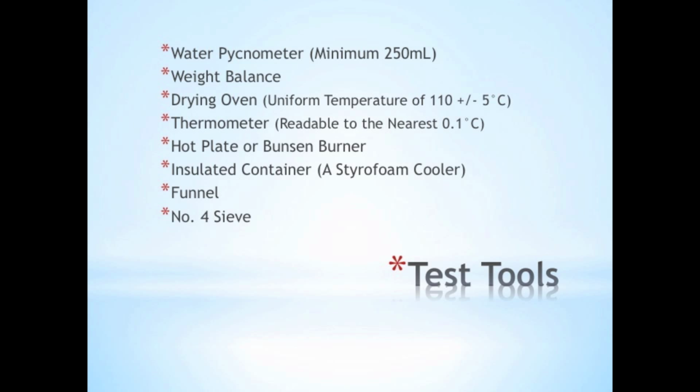A variety of tools are used for the specific gravity test. The most important tool is the water pycnometer. The standard allows one to use a 250 milliliter water pycnometer or a 500 milliliter pycnometer. We will also need a scale, a drying oven capable of 110 degrees Celsius, a thermometer capable of measuring to the nearest tenth of a degree Celsius, and a hot plate or Bunsen burner. We will be using a hot plate during the test. An insulated container is required, as well as a funnel, pan, and number 4 sieve.